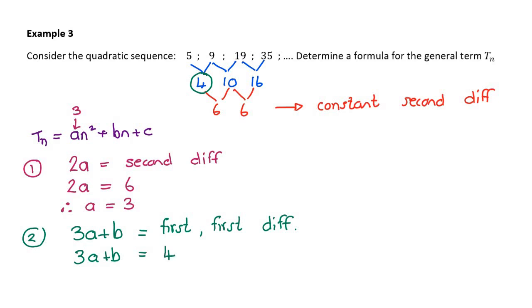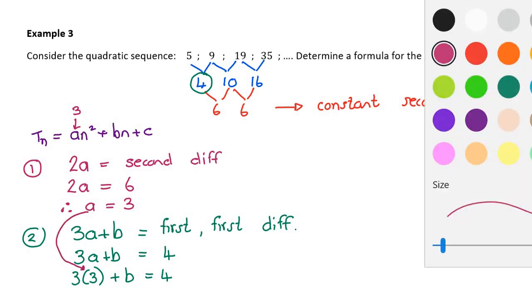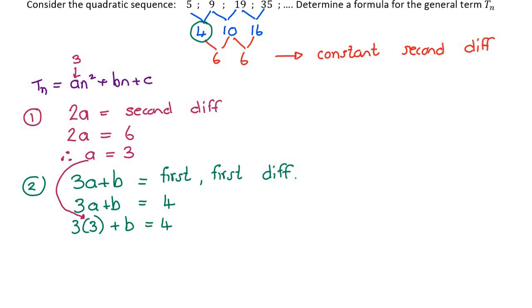Now I've already found out the value of a. It's 3. So if I go and substitute it in, let me just draw myself an arrow here so I know where that came from, because when you're studying in a year's time, you're going to be confused as to where that came from. So 3 times 3 is 9. 9 plus b is 4. And so b is equal to negative 5. So now I know b is negative 5.